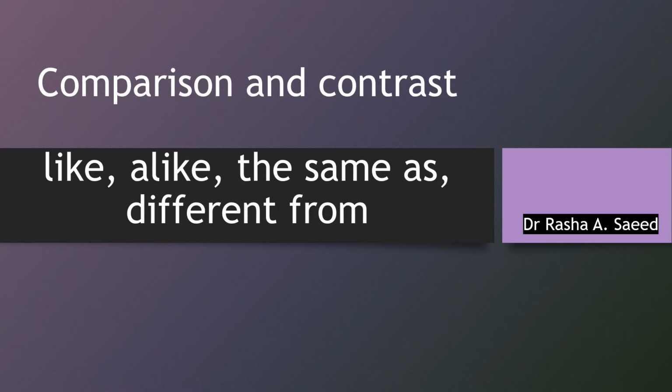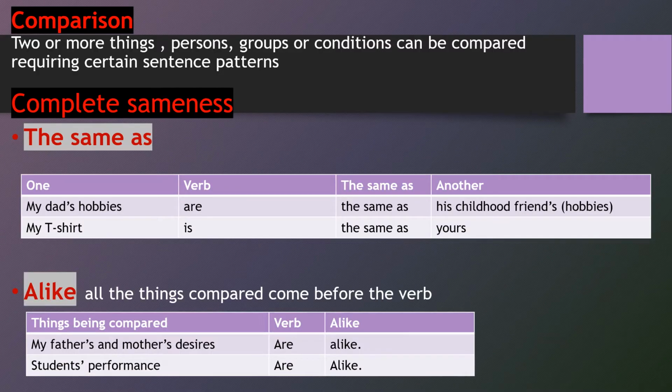We are not going to focus on the comparative degree and superlative degree because you have studied them already in past stages of your secondary school, I think. In this part, first of all, we'll focus on comparison. Comparison is when you have two things, two persons, two groups, or two conditions of the same person, which can be compared together. And this requires a particular pattern depending on the tool that you are using in expressing your comparison.